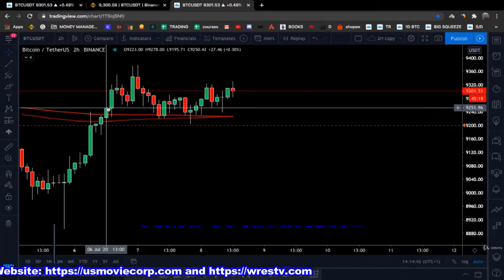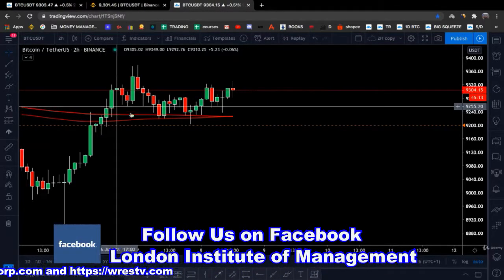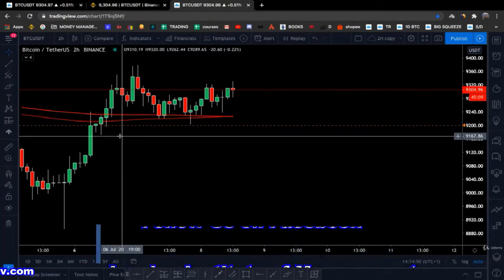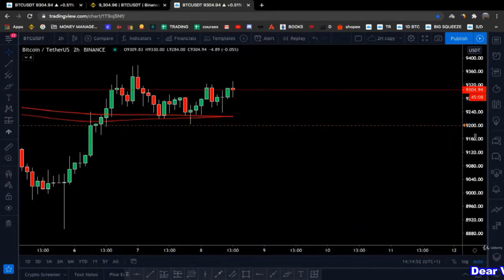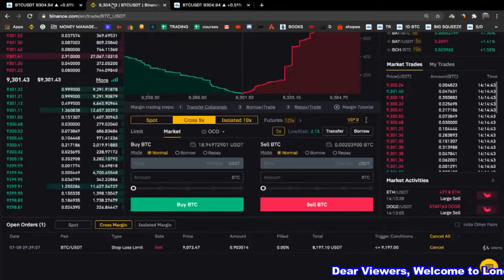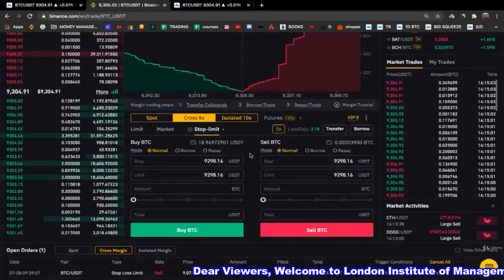Imagine that we did this somewhere around here. We bought for some reason, and now we are going to set our stop loss below this level, which is 9,167. You can see here 9,167. How do you set a stop loss? Simply click here, set a stop limit.